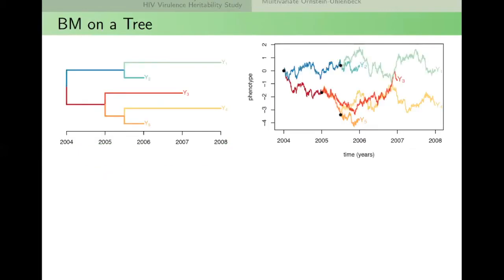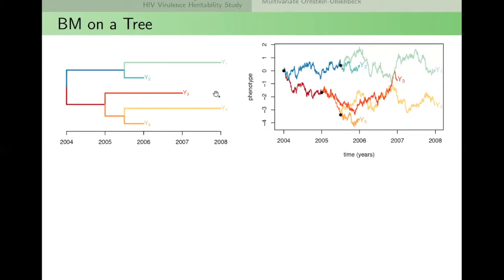So what kind of model are we going to study? This is a basic model we're going to use. And the idea is that for now, I'm assuming that the phylogenetic tree is known and is calibrated in time. I'm going to talk later about this assumption, but for this model, I'm assuming that the tree is known.